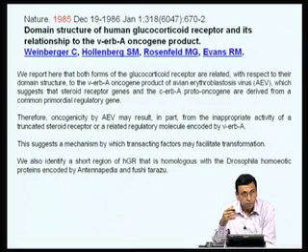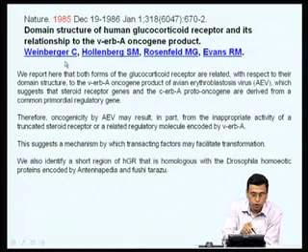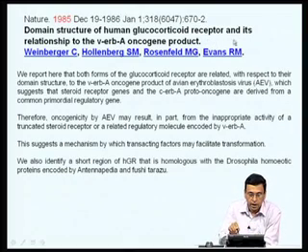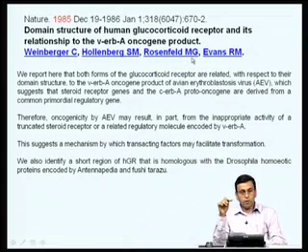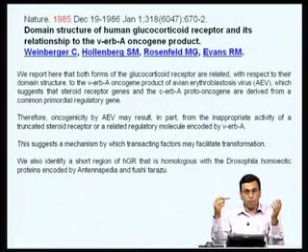The same year, from the same group, another important landmark paper was published, where it was reported the domain structure of the glucocorticoid receptor and its relation to the v-erbA oncogene product. Now, you can see here the importance of molecular biology.